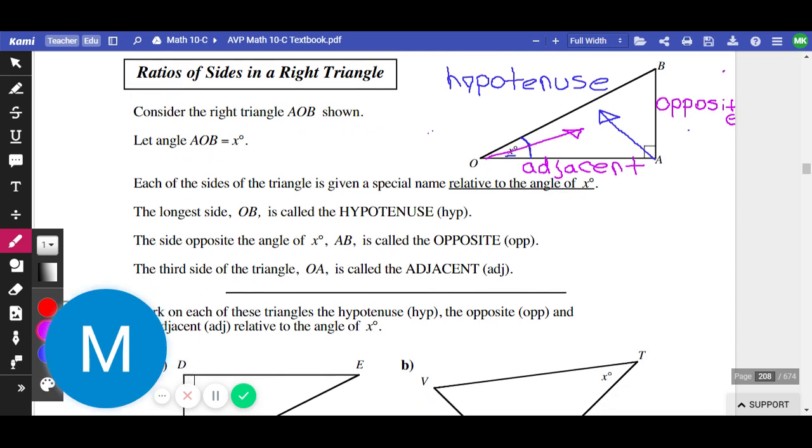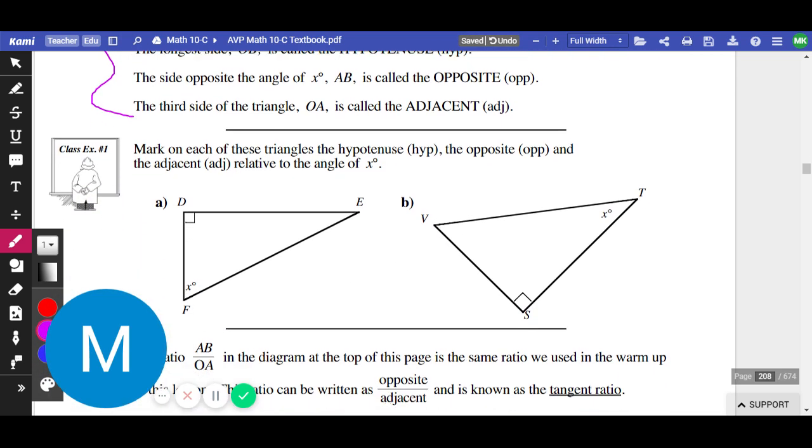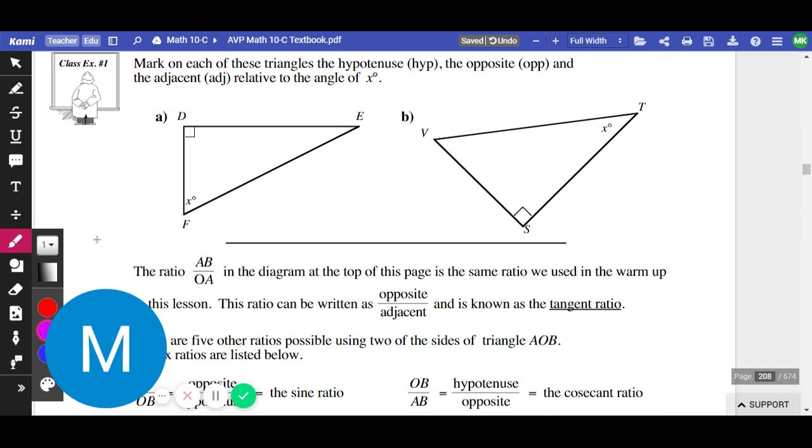All right. They've talked about it right here. They just named the same sides the way I just did, they just did it in their fancy method. So down here, we're going to look at these two triangles. I'll do the first one with you. You'll do the second one on your own. We're going to name the sides.